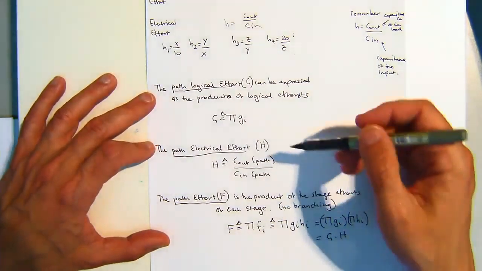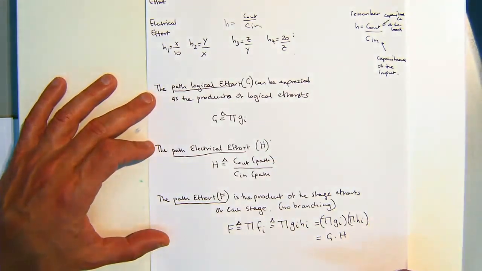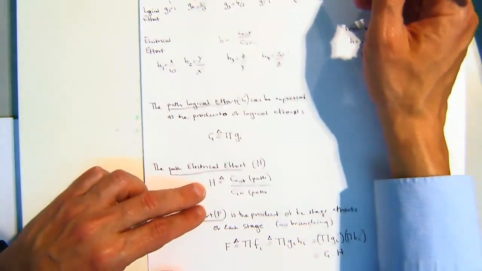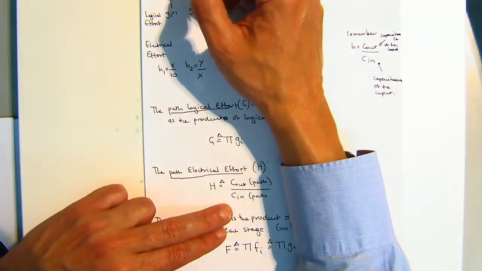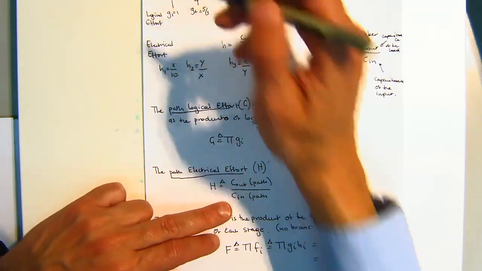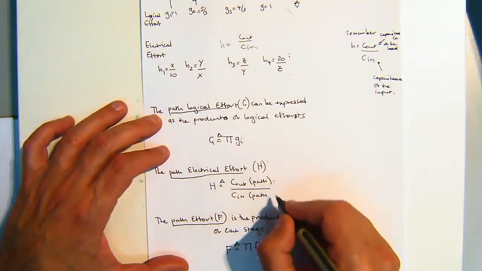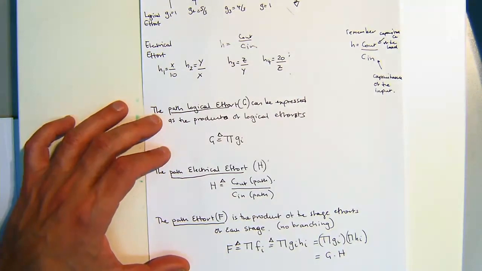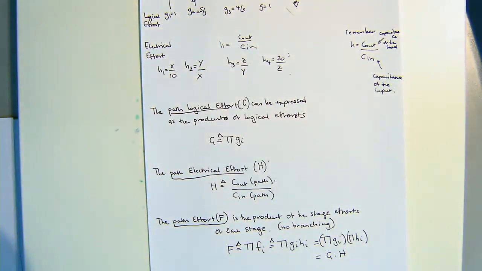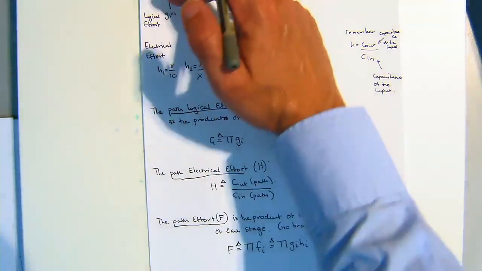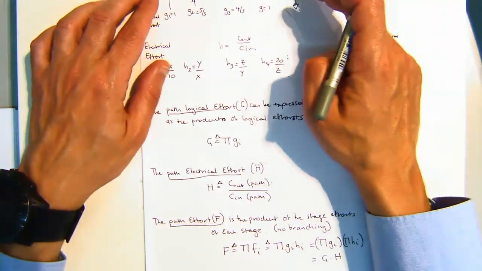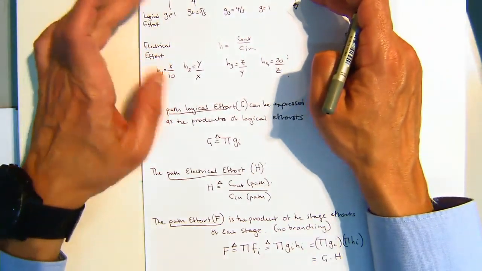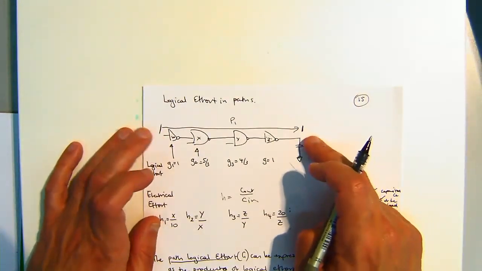Now, the path electrical effort is essentially the capacitance of the output to the capacitance of the input. So it's the output of the path to the input of the path. And that's distinct from when we were looking at the electrical effort for a gate, where we looked at each gate independently. Whereas here, the path electrical effort is the ratio of the output capacitance to the input capacitance.